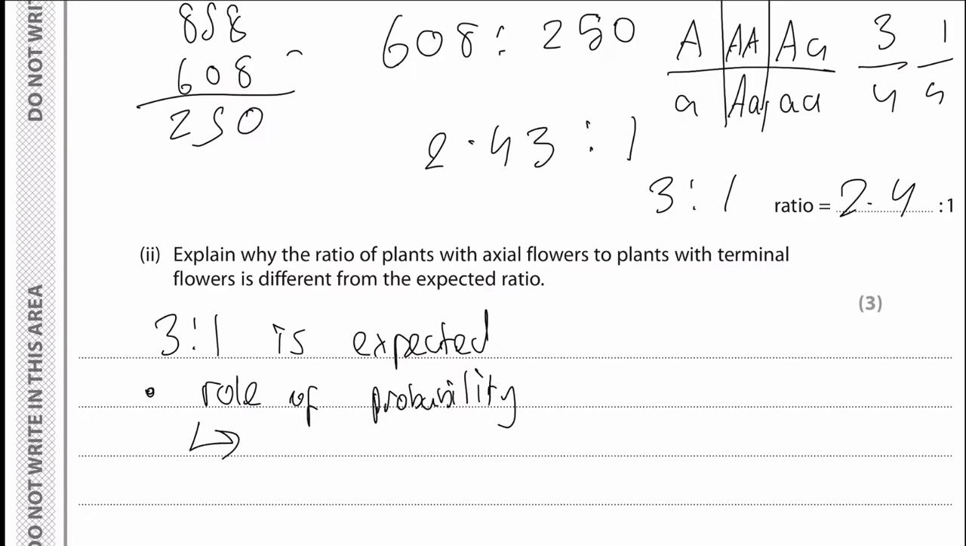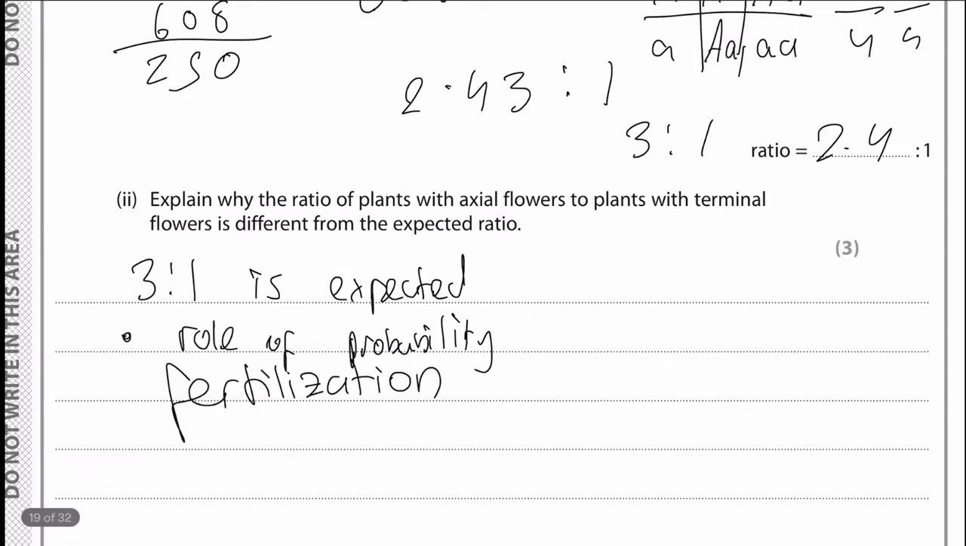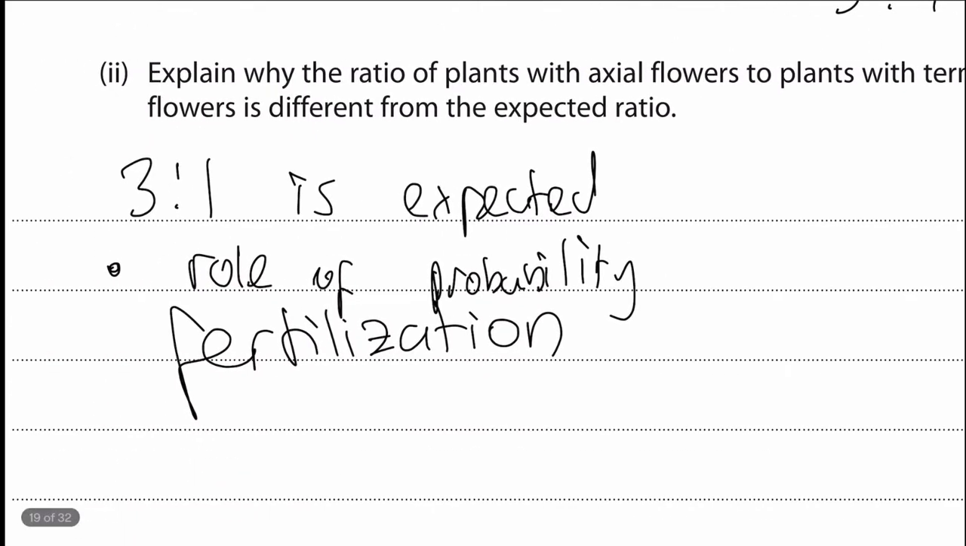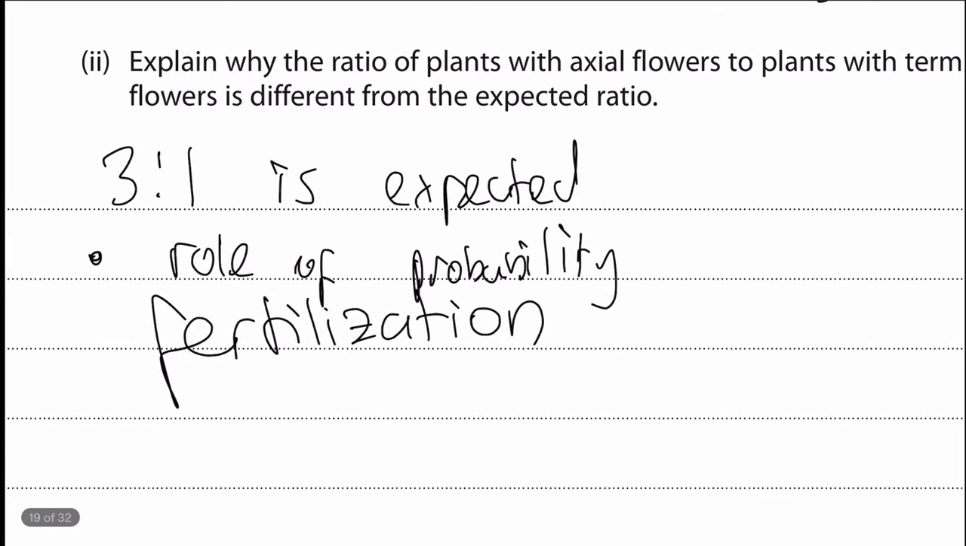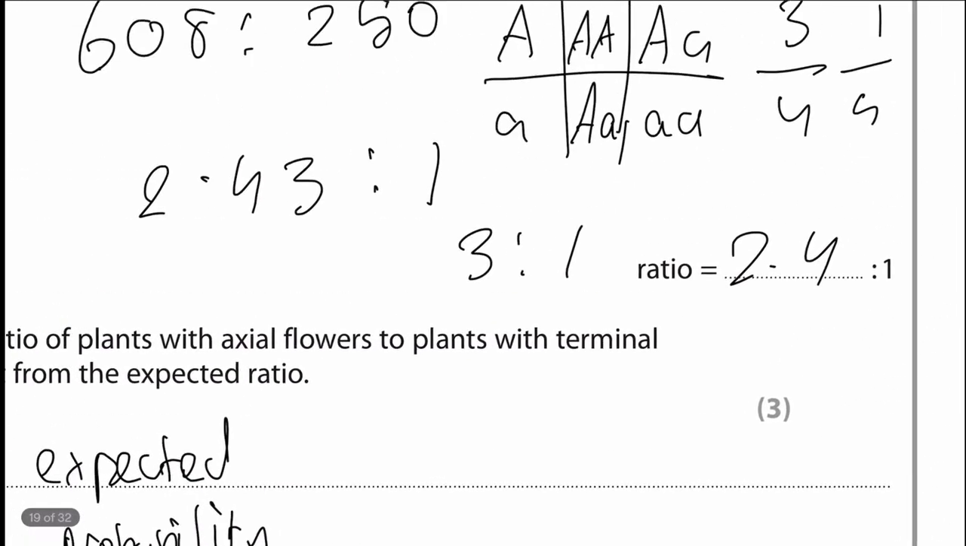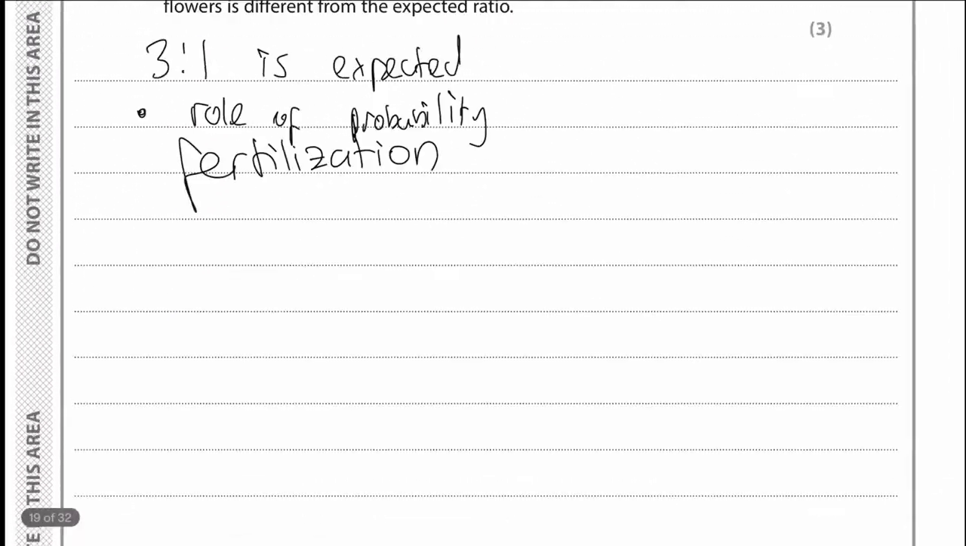And this happens during fertilization, right? There's always chance in fertilization. Now, if you know about crossing over, random orientation, you should know why this occurs. But if not, just know that there's a role of probability in fertilization. And this is essentially why we're getting a different ratio to the expected. And another reason, if you didn't want to go this path, is to say that there's fewer axial flower positions that survive, or that are pollinated, and that's probably why there's less. But that's a bit of a stretch, but it's in the mark scheme, so it works. Okay.